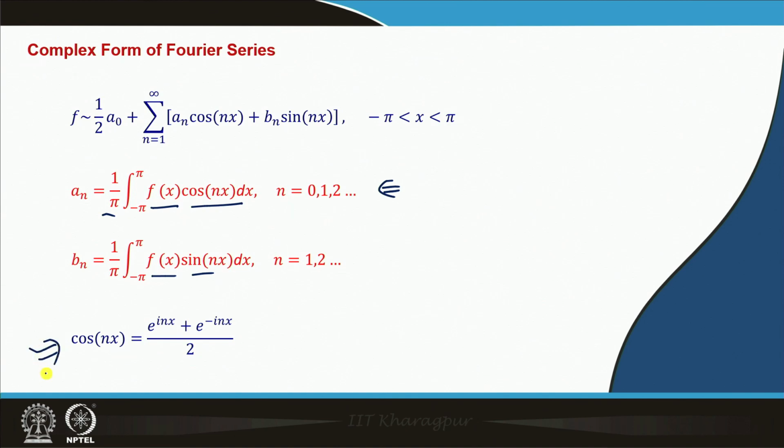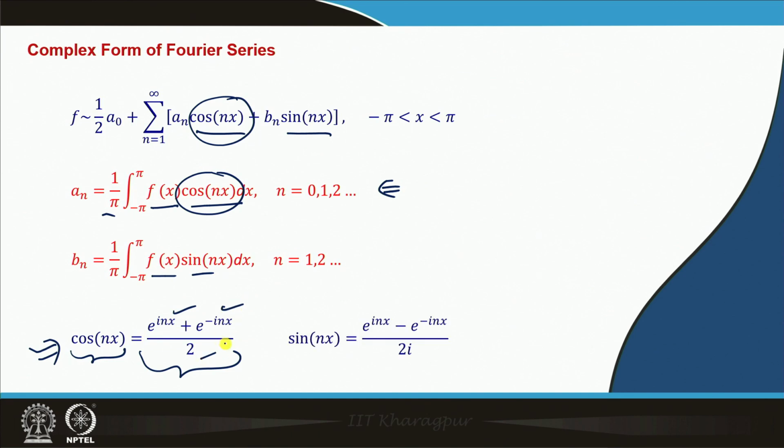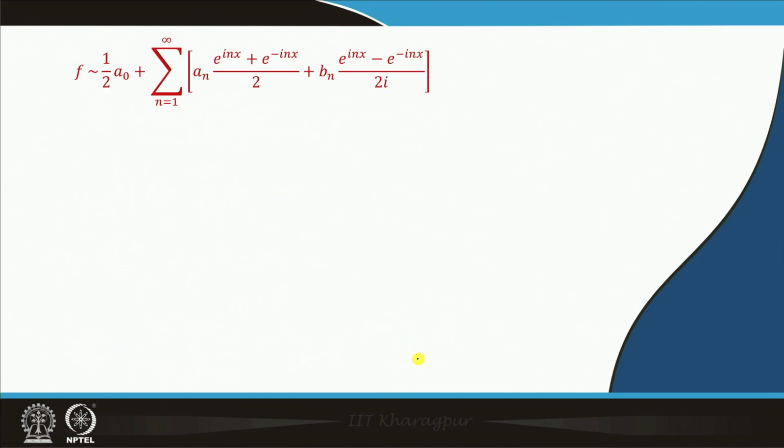We have to use the Euler formula now to convert into the so called complex form of the Fourier series. So, this cos n x appears, for example, in the Fourier series and also in the Fourier coefficients. This cos n x can be replaced with the help of the exponential formula: e power i n x plus e power minus i n x, divided by 2, and similarly for sin n x we have e power i n x minus e power minus i n x, divided by 2 times i.